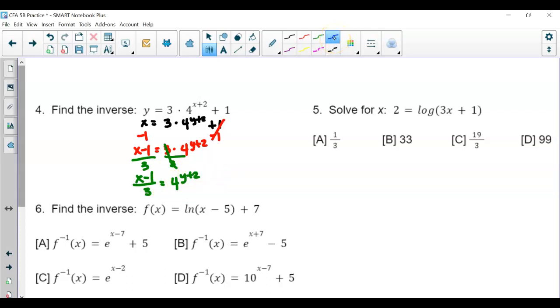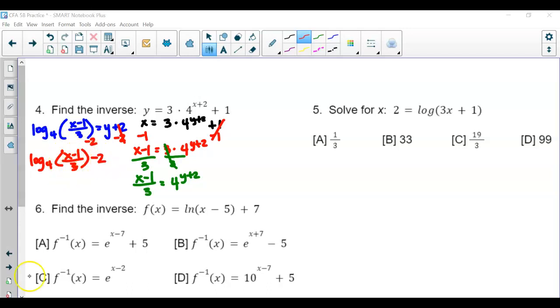Now we can write it as a log. So this is log base 4 of X minus 1 over 3, which is equal to the exponent Y plus 2. So notice how here, to solve for Y, we now need to subtract 2 from both sides. And here the inverse is Y equals log base 4 of X minus 1 over 3, minus 2.